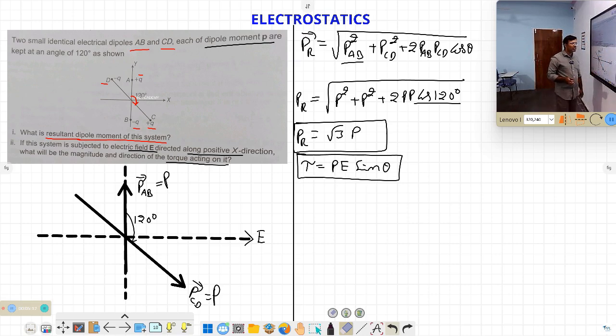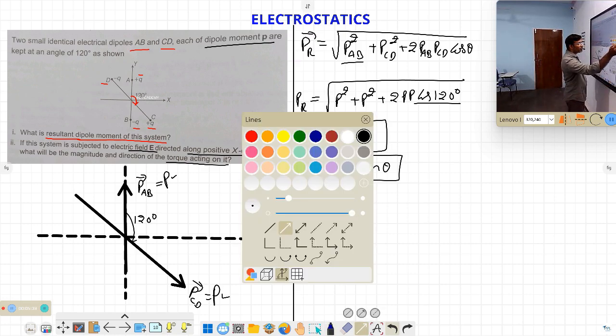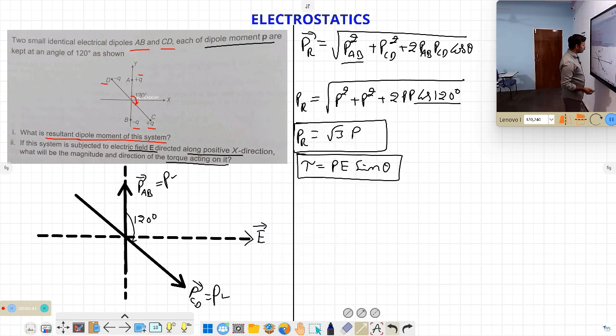That means we require the angle between the electric field vector and the dipole moment vector. This is the electric field vector. It is along the x-axis, but the resultant dipole moment direction is not given. So if you see this, this is one of the dipoles, and this is the other dipole. Both are separated by an angle of 120 degrees. In this case, the resultant dipole moment will come in between these two.